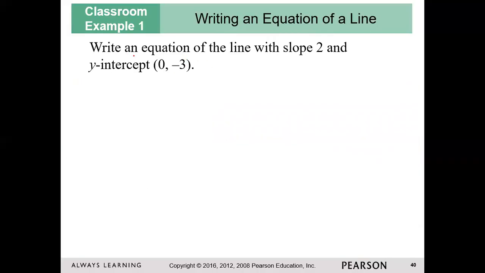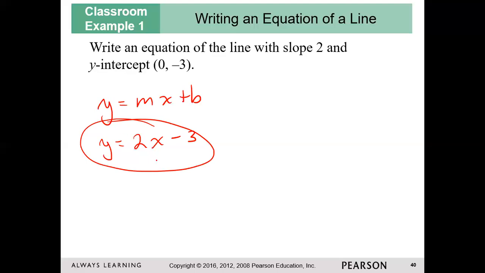All right, so let's write an equation of a line with slope 2 and a y-intercept of (0, -3). We know that an equation that we could use is y equals mx plus b. They give us the slope of 2, so I'm going to put that there. And they give us the y-intercept of -3, so I'm going to put that there. Now I have an equation in slope-intercept form with this information.